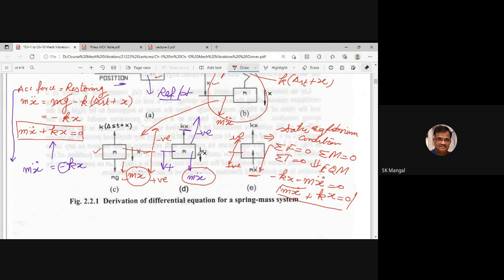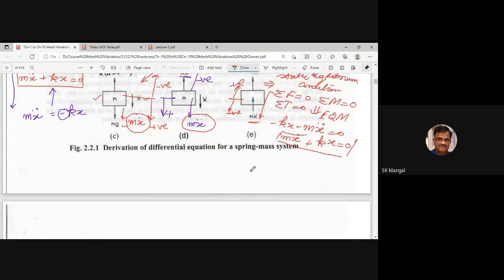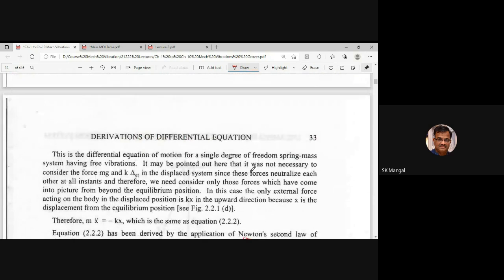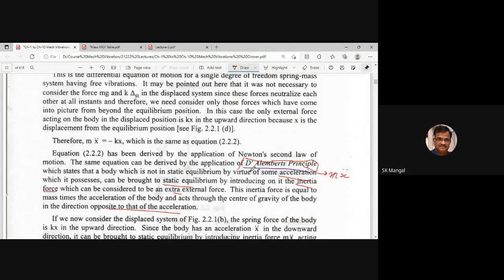So this is the second method. In this method, we basically bring the system to its equilibrium condition by applying pseudo inertia force to a system.